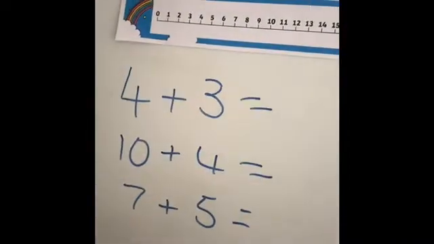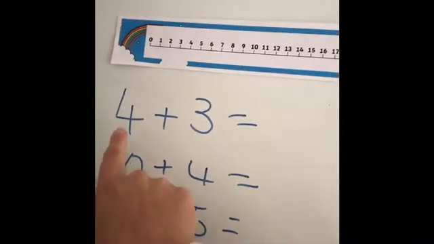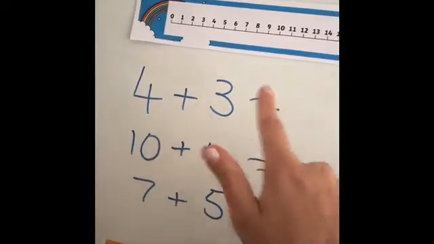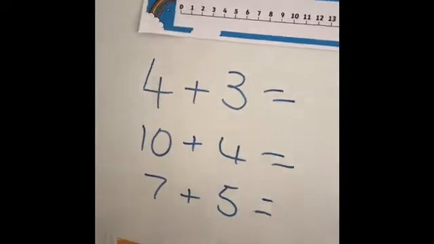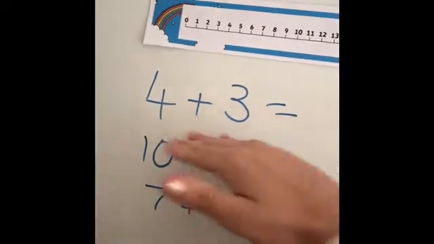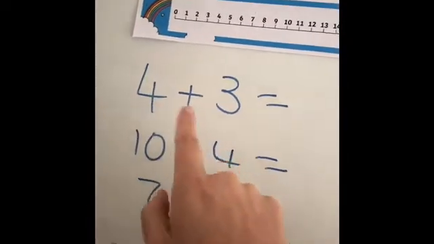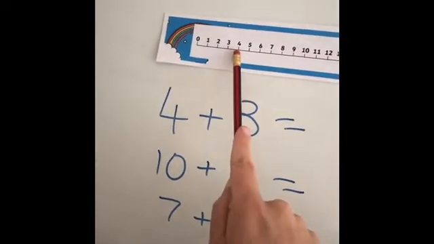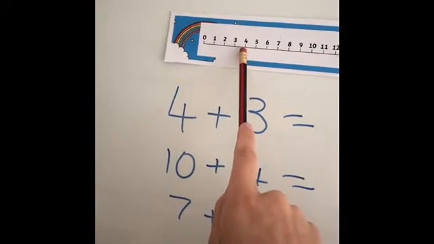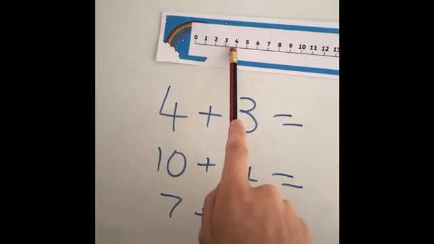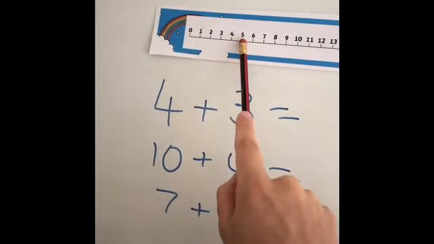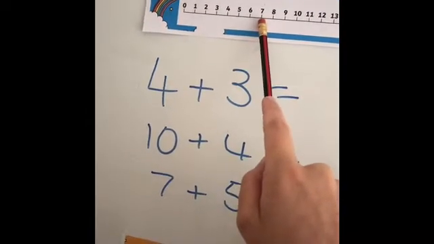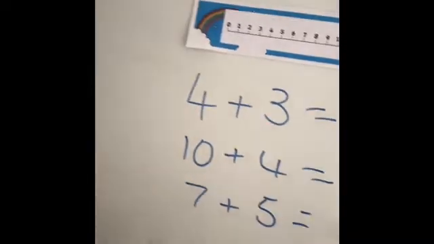So if we have a look at my first number sentence, which is this one here, it says 4 add 3 equals. So I wonder if anyone can remember which number we need to start on if we're trying to work out 4 add 3. If you said 4, you were right. So we start with our finger on 4 and then we're going to make 3 jumps. So 1, 2, 3, and we end up on 7, which means the answer to this question is 7.